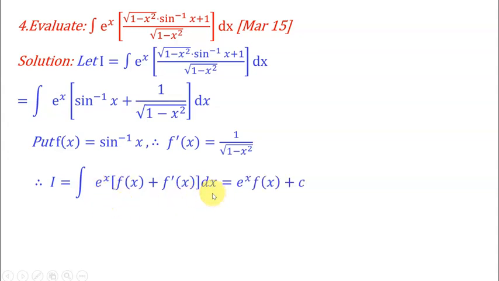Bracket complete into dx. Then you will get e raised to x into f of x plus c. Resubstitute the value of f of x, which is sine inverse of x. Okay, and this is the answer. I is equal to e raised to x into sine inverse of x plus c. Okay, this is a very simple example.